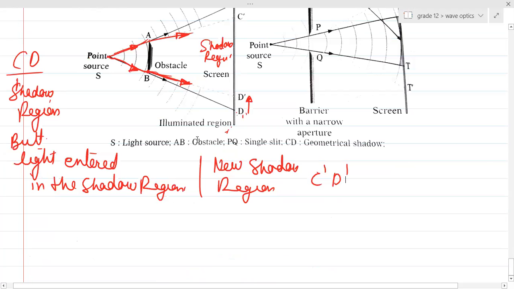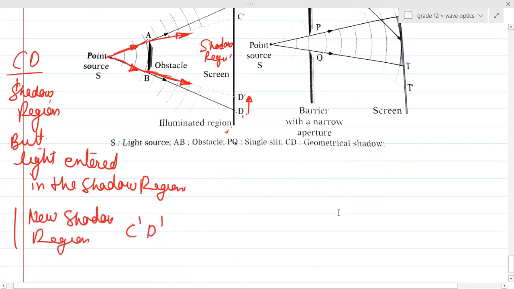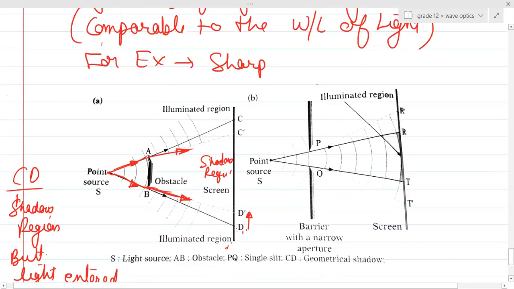Guys, are you understanding what exactly I'm trying to say? Initially, if it was a regular sized object with no sharp edges, then the shadow region would have formed normally, just like that, from C to D. But what did I do? I sharpened the edges of the object. When I sharpened the edges, now at this point A and this point B, the light bent into the shadow region. The light bent into the shadow region because of the sharp edges. This phenomenon is called diffraction. Did you understand?